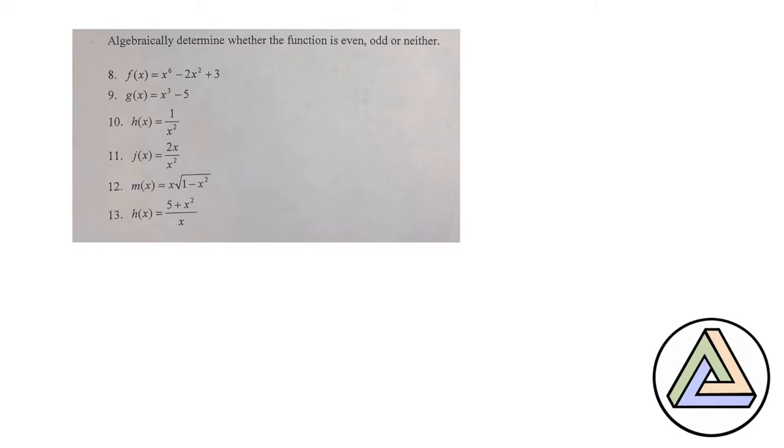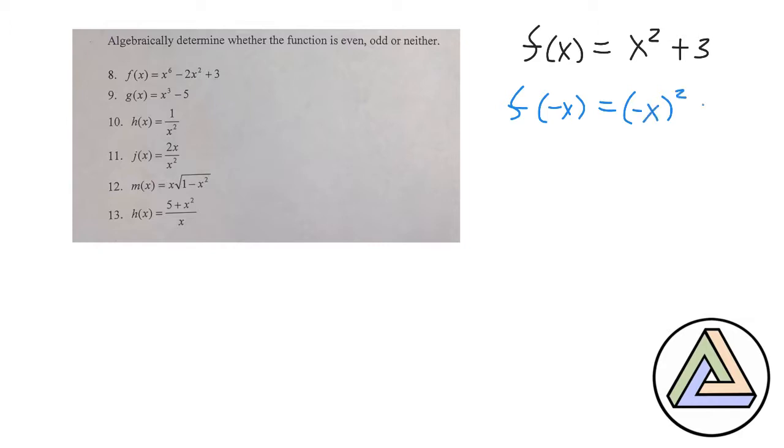Okay, algebraically determine whether the function is even, odd, or neither. Okay, a function is even, like let's say we've got something like this. Let's call it f of x equals x squared plus 3. That's fine. You know it's even if you can plug in a negative x and you end up with the same function that you started with. All right, this would end up becoming this. Well, isn't that the same as this? Heck yeah. That's how you know it's even.